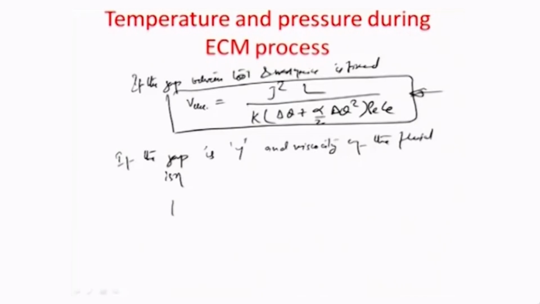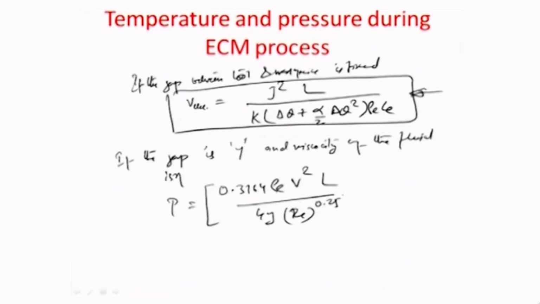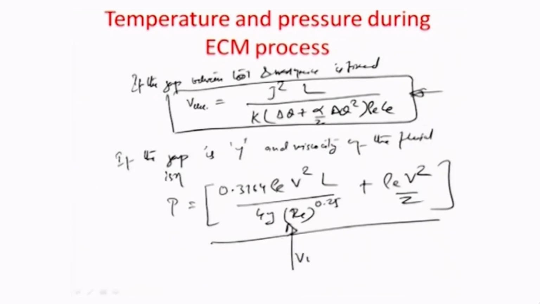So, that pressure which is given by fluid mechanics, and I am really not going into the details of how this pressure has been obtained, is actually given by 0.3164 rho V square times L divided by 4y Re to the power 0.25, plus rho V square by 2. As one can realize, the first term is the viscous term.